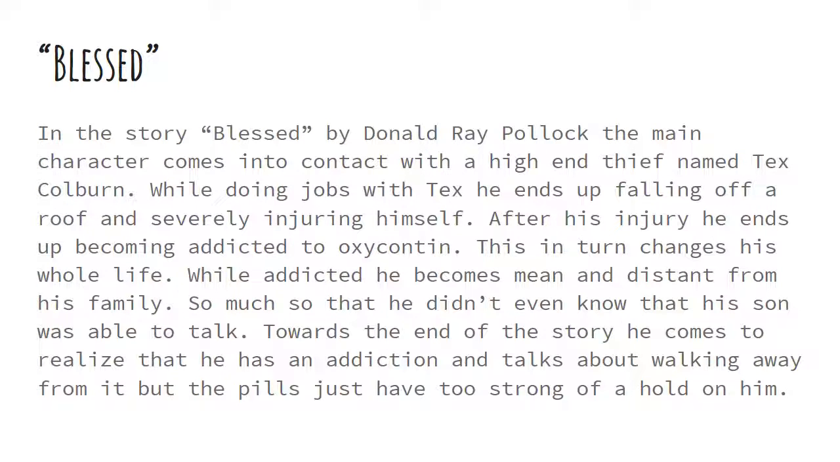Blessed. In the story Blessed by Donald Ray Pollock, the main character comes into contact with a high-end thief named Tex Coburn. While doing jobs with Tex, he ends up falling off the roof and severely injuring himself. After his injury, he ends up becoming addicted to Oxycontin. This in turn changes his whole life. While addicted, he becomes mean and distant from his family, so much so that he didn't even know that his son was able to talk. Towards the end of the story, he comes to realize that he has an addiction and talks about walking away from it, but the pills just have too strong of a hold on him.